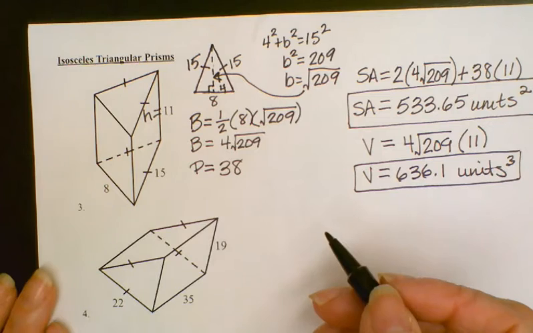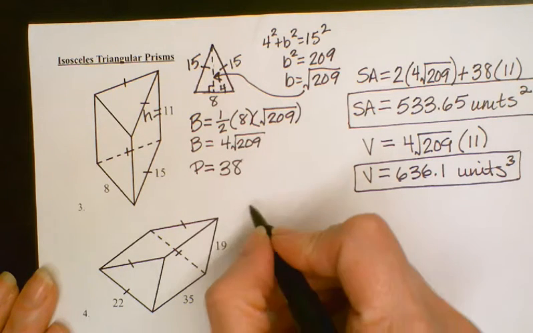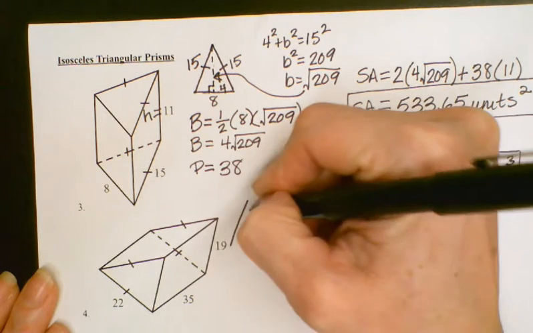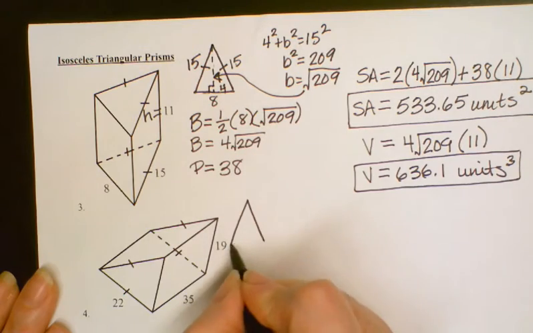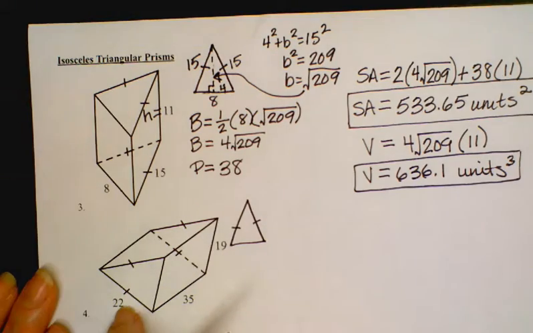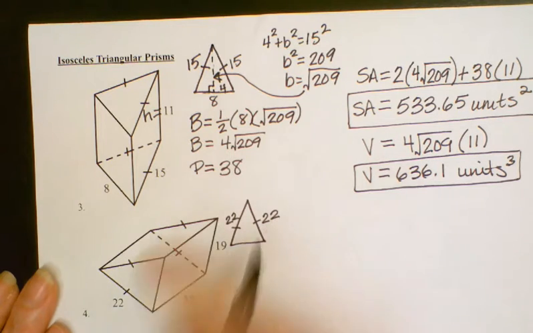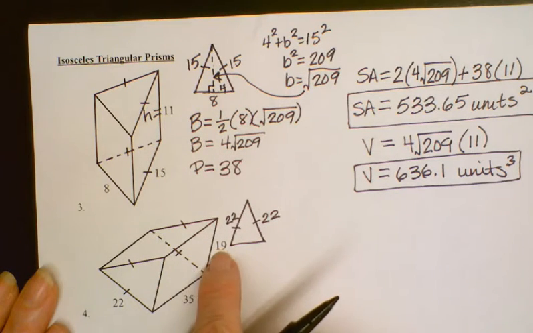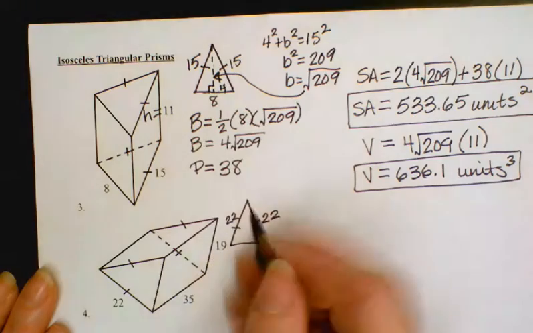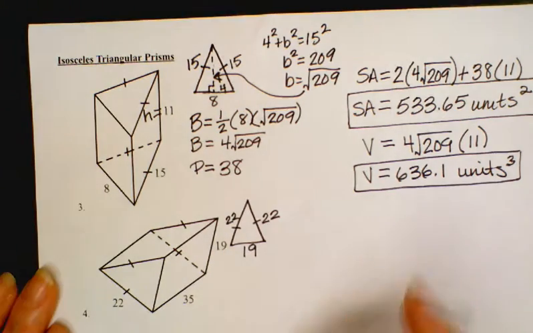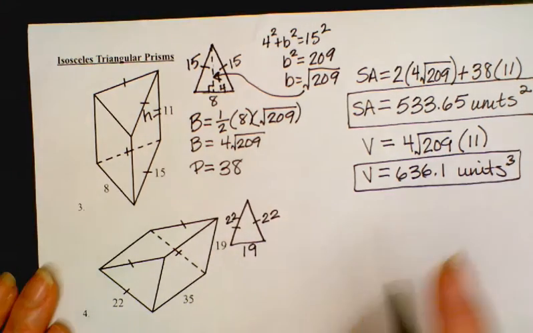Okay, so moving on to this second example, we can see that our base is yet again an isosceles triangle. In this case, the legs that are congruent are each 22 units long. And this other side, looking at the opposite base, is going to be 19 units long, which makes finding our perimeter a nice pretty whole number.